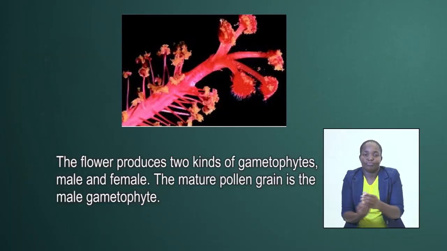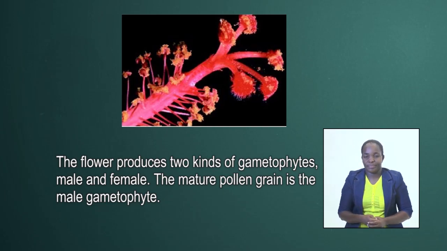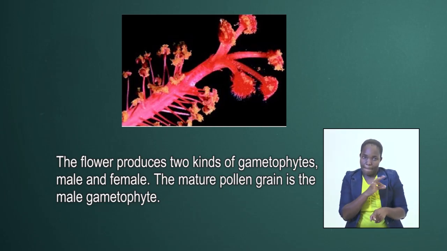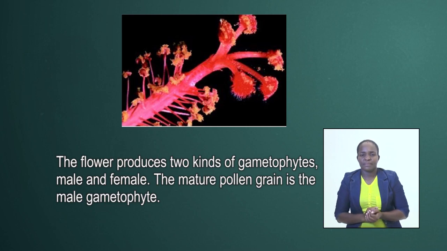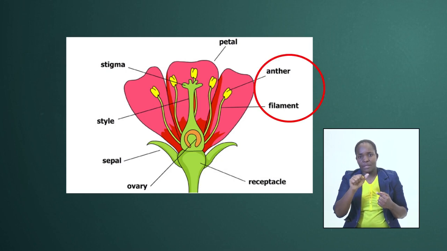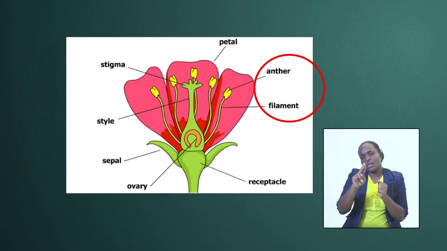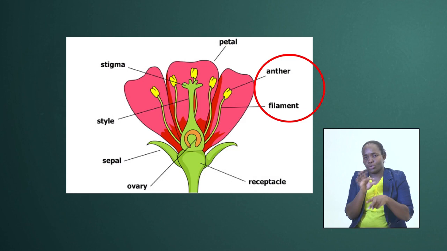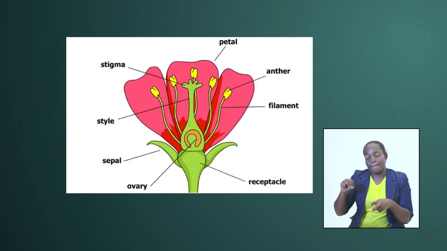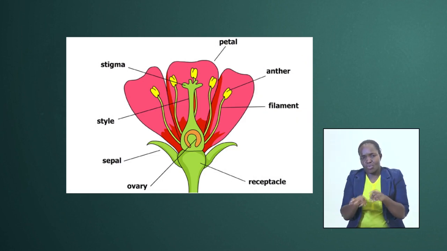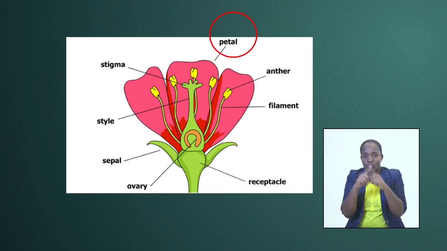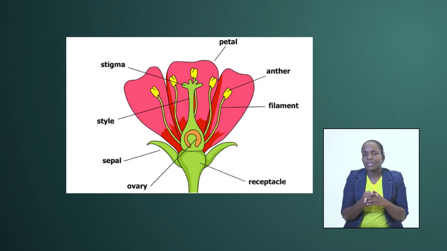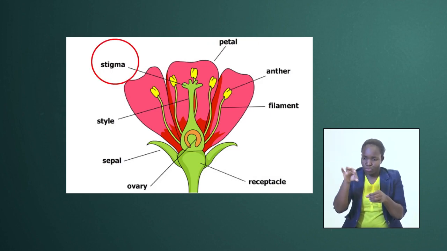The flower produces two kinds of gametophytes, male and female. The mature pollen grain is the male gametophyte. We have seen that the filament and anther together constitute the stamen, the male sex organ. Pollen is produced in the anthers. Flowers usually produce many stamens just inside of the petals. For sexual fusion to take place, the pollen grain must be transported to the stigma, which is a receptive platform on the top of the style.